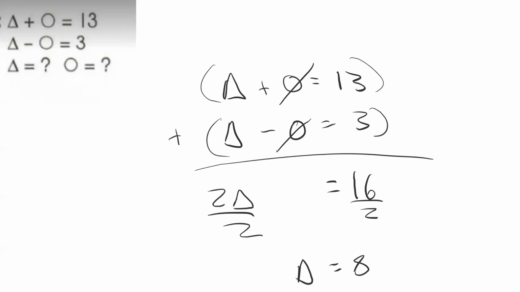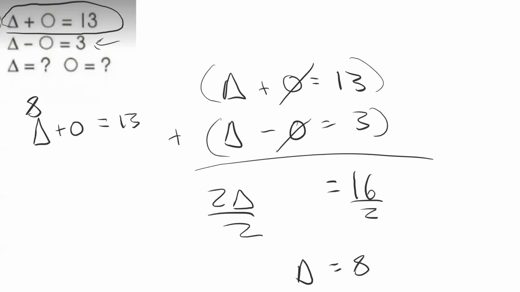Now I go to my original equation here, or you can do it into this equation here if you would like. But I'm going to use the top one. Triangle plus circle equals 13. We know that our triangle is 8. So you could say 8 plus circle equals 13. Subtract 8 from both sides, and we're left with circle equals 5.